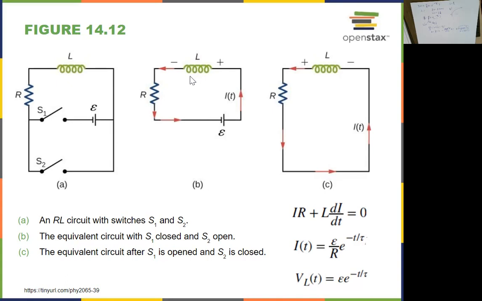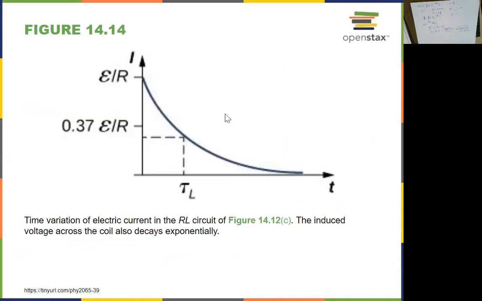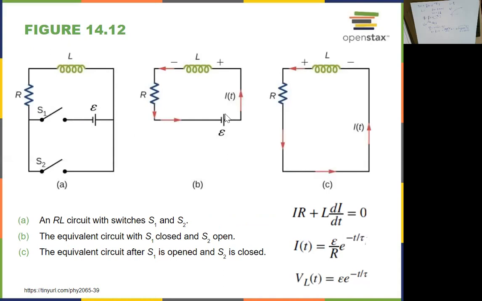At that moment, you can have this switch open, but this switch closed right away. Then you'll be taking out the energy that you stored in the inductor. The current will be withdrawn from the inductor and consumed by the resistor. It's similar to an RC circuit, but this time you are withdrawing the energy from the magnetic field of the inductor.